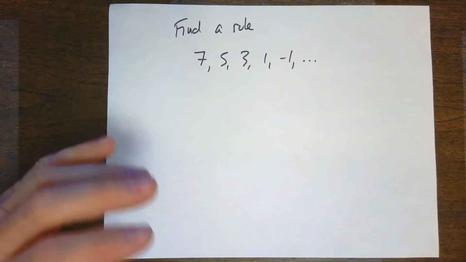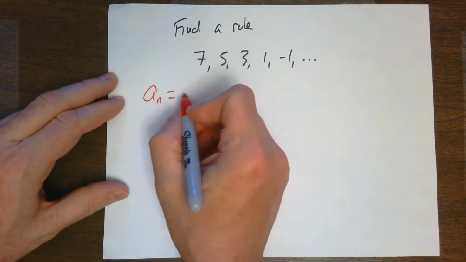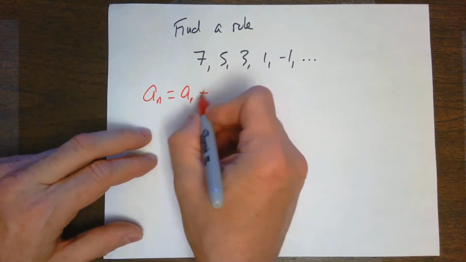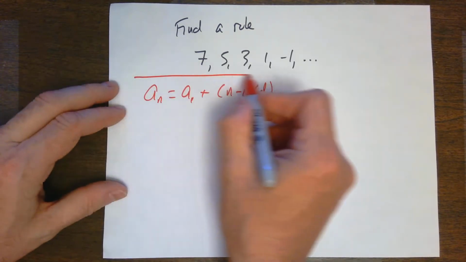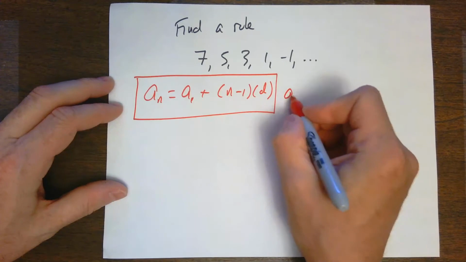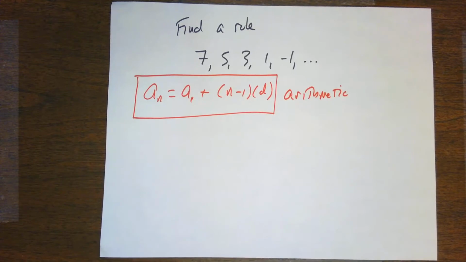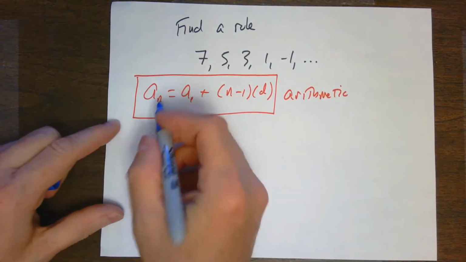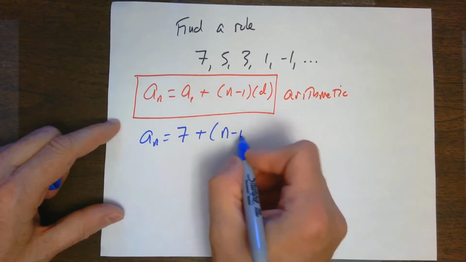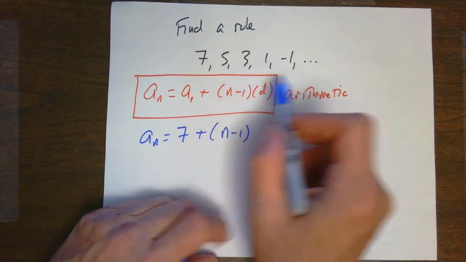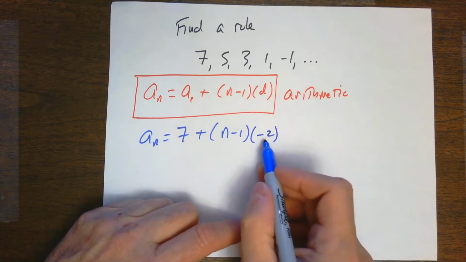Now, to find a rule, we actually have a special formula. Here it is. The formula, a sub n, is given as a sub 1, which is the first term, plus the number of terms minus 1 times the common difference. This is the magic formula for arithmetic. Only works for arithmetic sequences. Only arithmetic. So, my formula, a sub n, is a sub 1, my first term, 7, plus n minus 1 times the common difference. What's the common difference here? 7 to 5 to 3 to 1 to negative 1. Going down by 2s, negative 2.